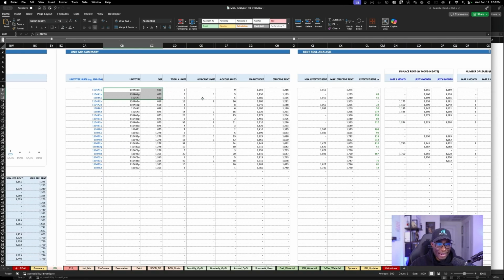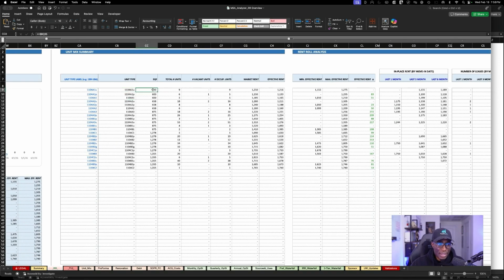And looking at this data, I can see that for this particular unit type, that's 600 square feet, there are 9 total units. All of those units are occupied. The average market rent for those 9 units is $1,250, and the average effective rent, that's the current lease rent, what the tenants are currently paying, is $1,216. It's important to note that the market rent, that's what the property manager that's currently running that property thinks those units should be rented for. It does not necessarily mean that's what the market is willing to pay for it.